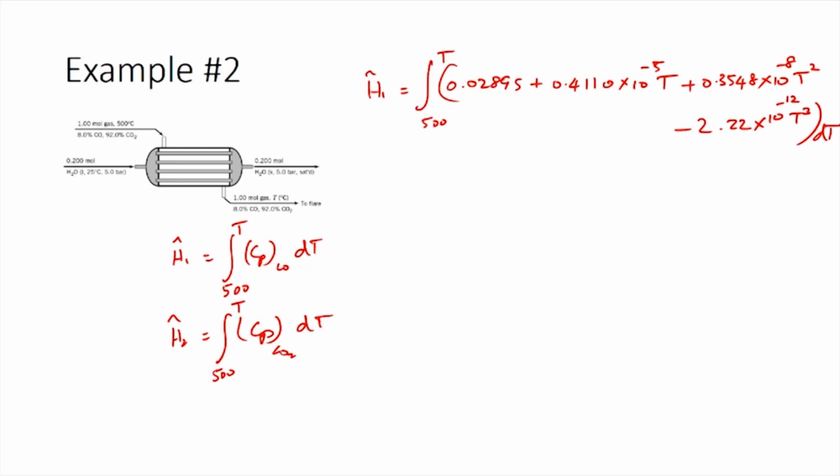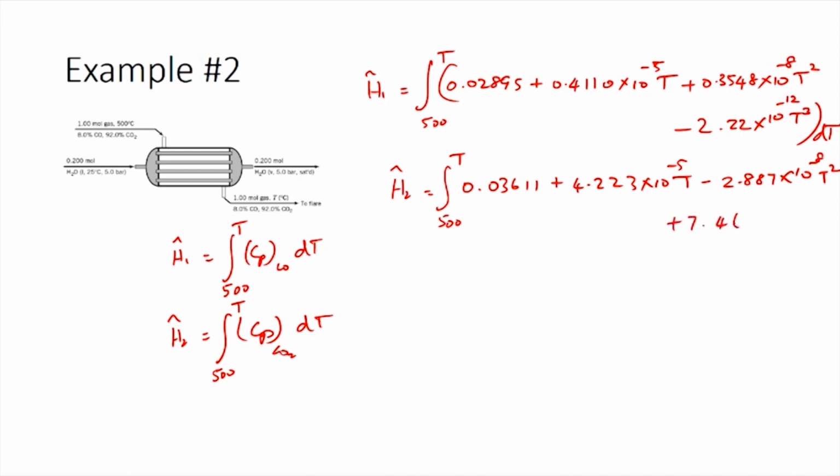Then we have H2 cap, which would be the integral from 500 to T of 0.03611 plus 4.223 times 10 power minus 5 T minus 2.887 times 10 power minus 8 T squared plus 7.464 times 10 power minus 12 T cube dT. So, this gives us H1 cap and H2 cap. Again, both of these will be fourth order polynomials of temperature.